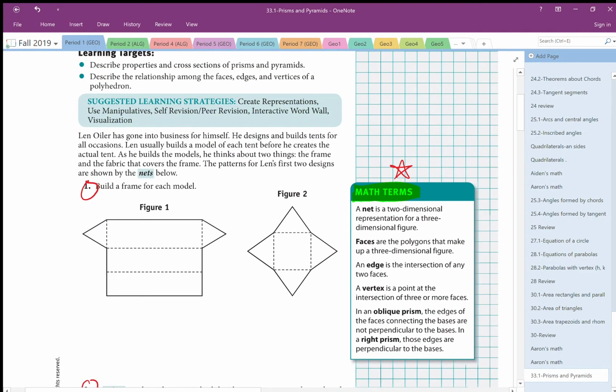It says build a frame for each model. What I just want you to see, and I'm going to do my best to draw it, but you might even want to look it up later because my drawing is not going to be beautiful. I want you to see what shape these make.